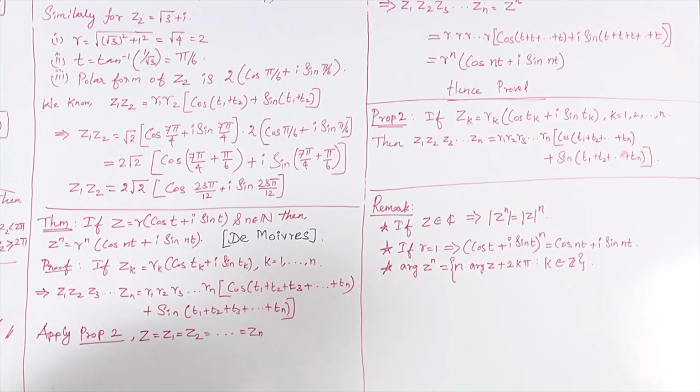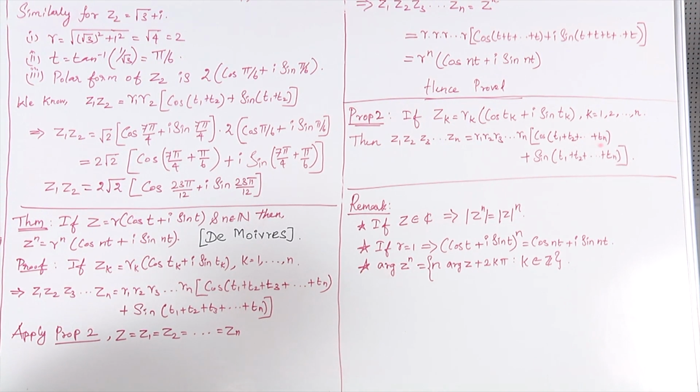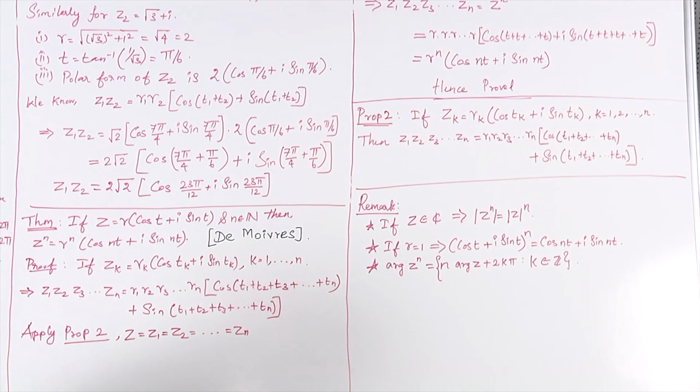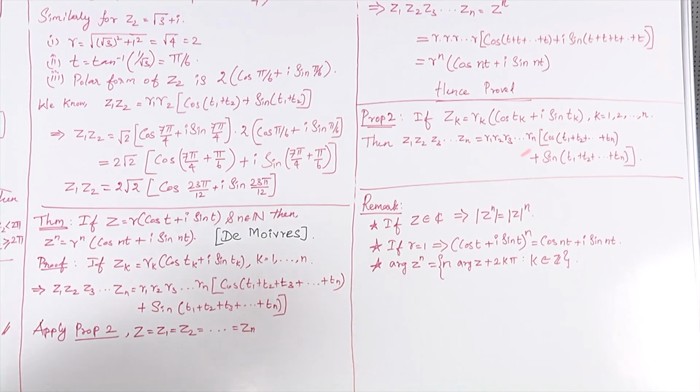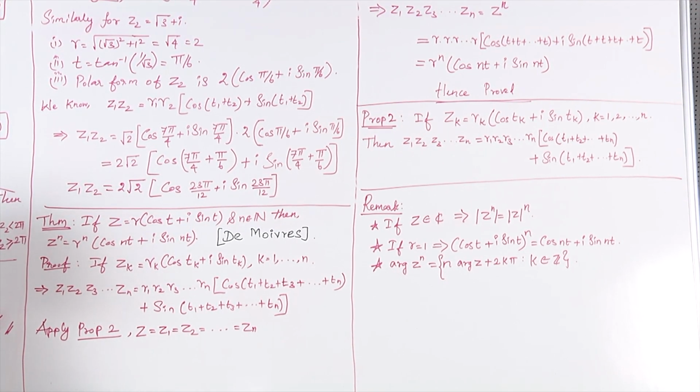Whereas for the argument, you just have to add all the angles together: T1, T2 up to Tn. All these are added together, and similarly for sine. We will not be discussing the proof of this theorem because it is beyond the scope of the syllabus, but we can just understand that this is an extension of proposition 1, and we will be using this proposition in proving de Moivre's theorem.